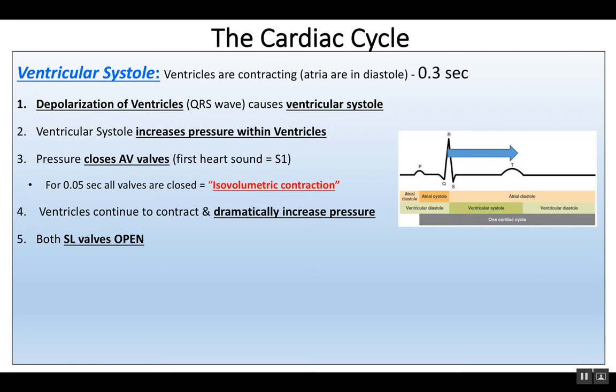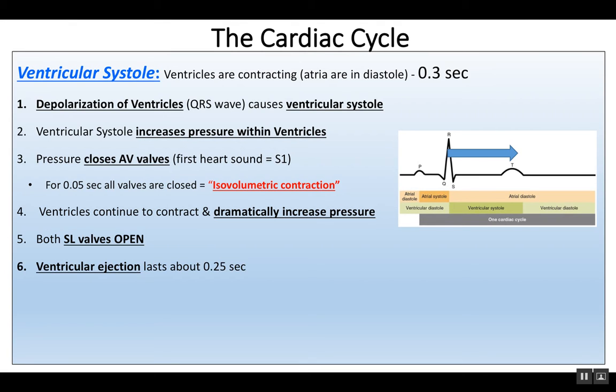Once those semilunar valves are open, the ventricle can move blood out into either the aorta, if it's the left ventricle, or the pulmonary trunk, if it's the right ventricle. But that pressure needs to build in order to open the semilunar valves, because there's a lot of pressure forcing back on the semilunar valves. There's pressure in the aorta, there's pressure in the pulmonary trunk. This pressure needs to be overcome in order to open those semilunar valves.